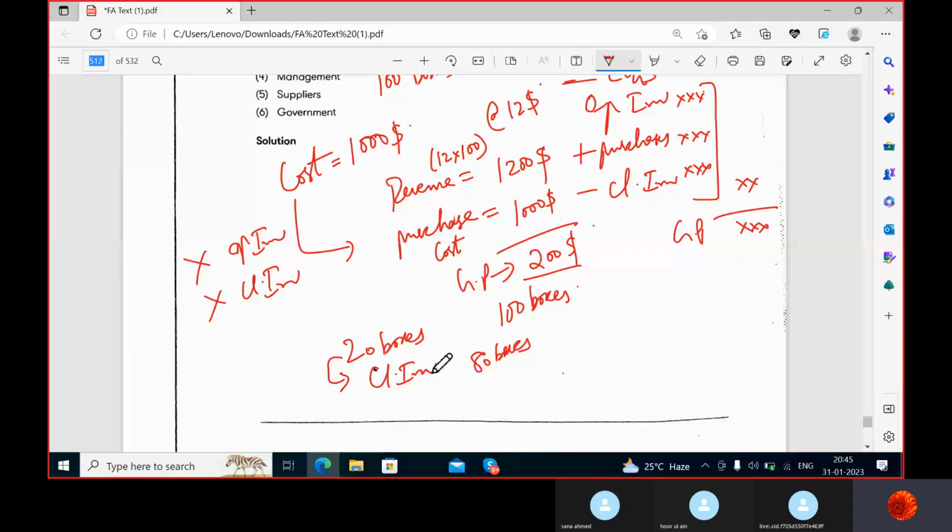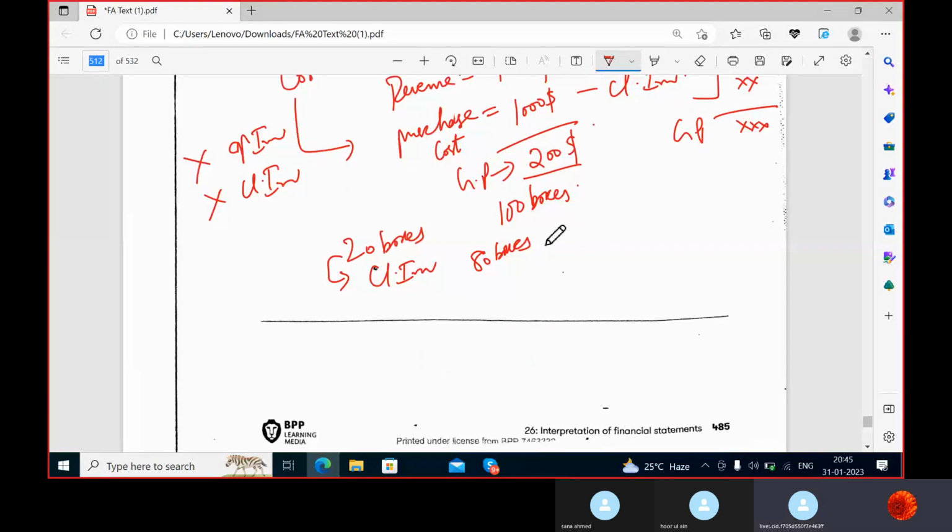Now what we'll do is revenue. So how many boxes should we consider, Hamsika? How many boxes are we selling? We're selling 80 boxes. So we will take revenue for 80 boxes or 100 boxes? For 80 boxes. So 80 into 12 makes it 960.